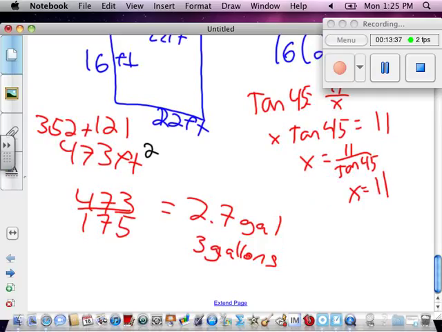Then we took that and divided it by the number of square feet one gallon can make, and we found it as 2.7 gallons. But we can't paint with 2.7 gallons because you can't buy 0.7 of a gallon. So we used 3 gallons.